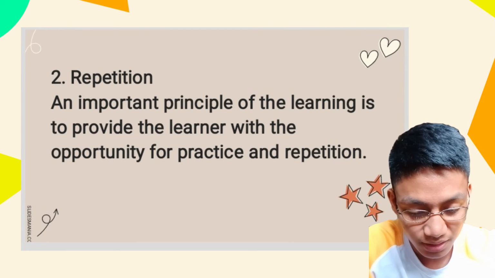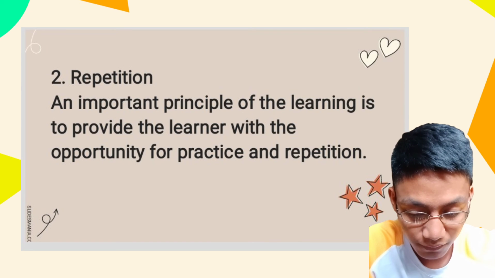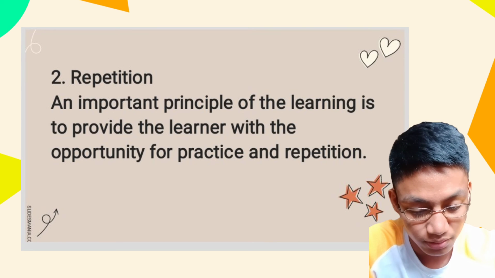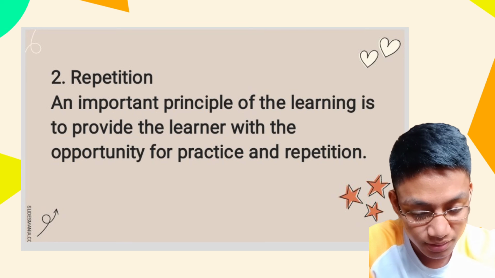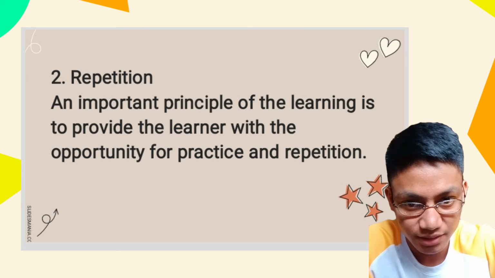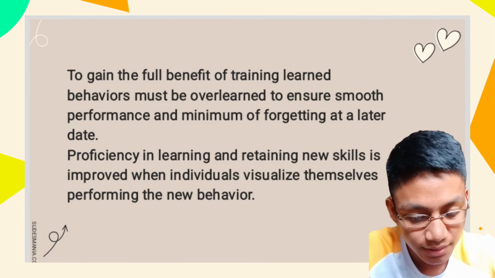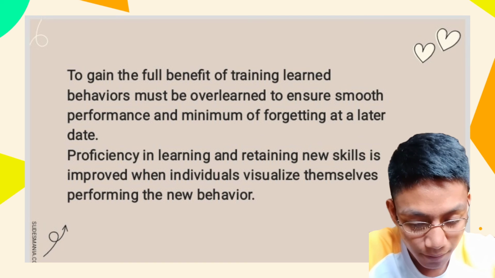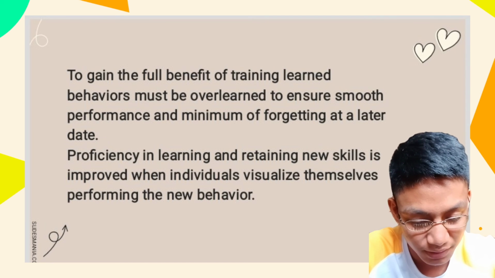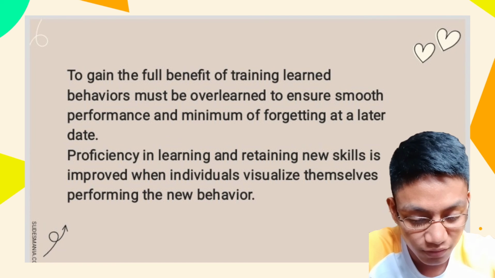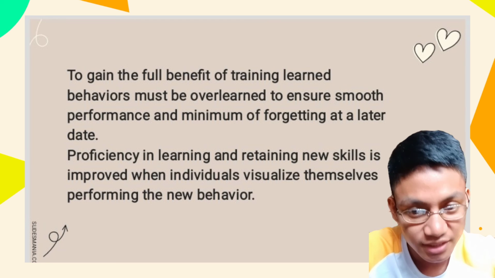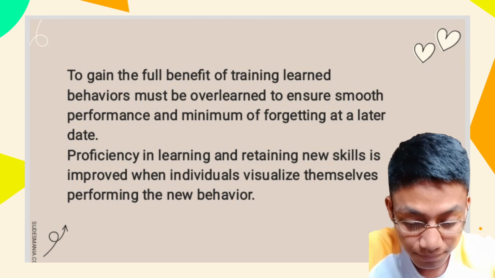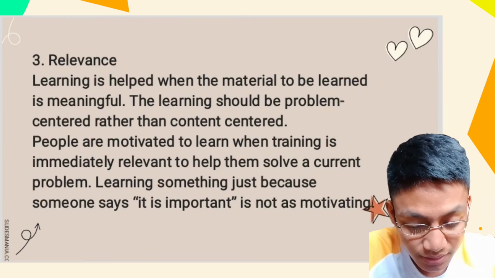Number two, repetition. An important principle of learning is to provide the learner with the opportunity for practice and repetition. To gain the full benefit of training, learned behaviors must be overlearned to ensure smooth performance and minimum forgetting at a later date. Proficiency in learning and retaining new skills is improved when individuals visualize themselves performing the new behavior.